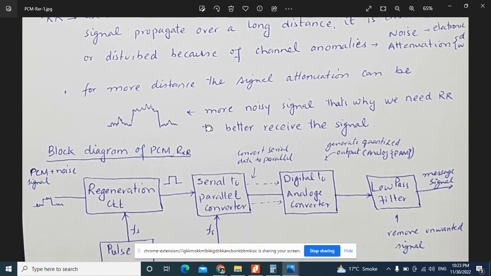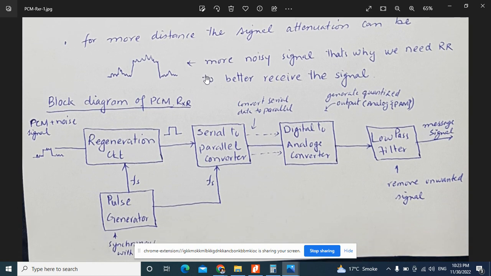Then the second topic is the block diagram of the PCM receiver. In the block diagram of the PCM receiver, the first block is the regeneration circuit that we have discussed above. The noisy signal, PCM signal plus noise, enters the regenerative circuit, and then it gives the clean signal. It is connected with the pulse generator, which is synchronous with the sampling frequency, and the sampling frequency is given to the regeneration circuit and also to the serial to parallel converter.